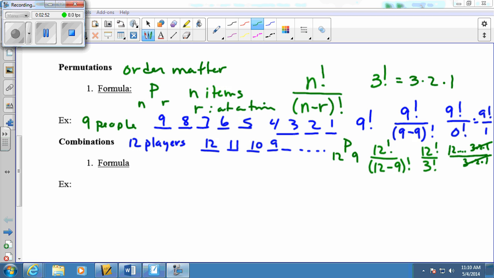In a fraction, those will cancel out. So this lineup will end up having these values being multiplied. Notice the 3, 2, 1 cancel out because I'm not using all of my players. But again, order matters.